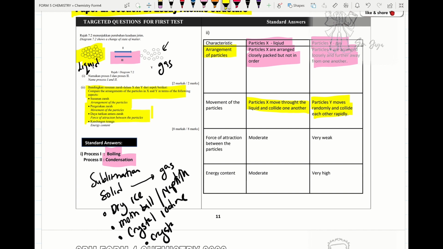The third aspect they want is the forces of attraction between the particles. In liquid, the forces of attraction are moderate, and in gas the forces of attraction are very weak. Then the energy content: in liquid it is moderate, and in gas the particles vibrate very fast and move randomly, so they have high energy content. We need to present this in table form.